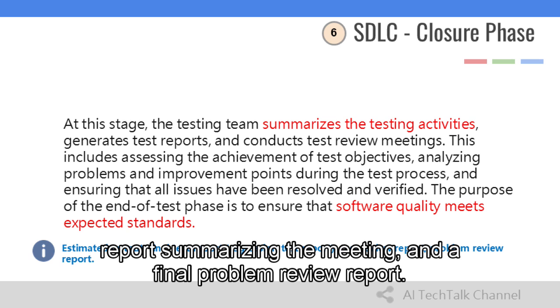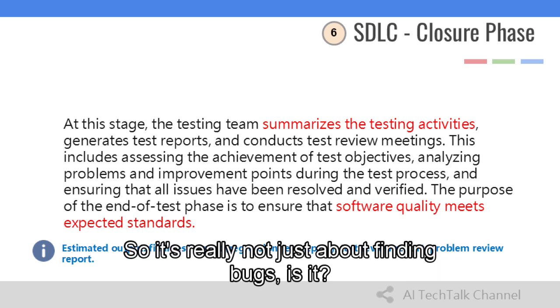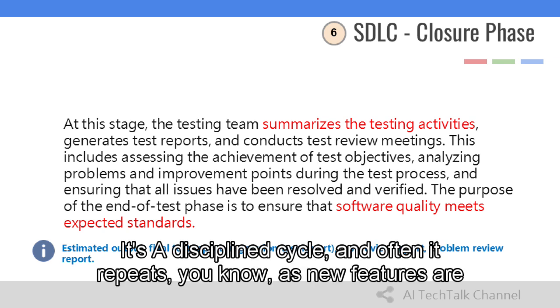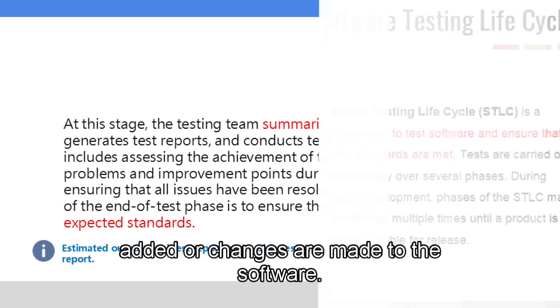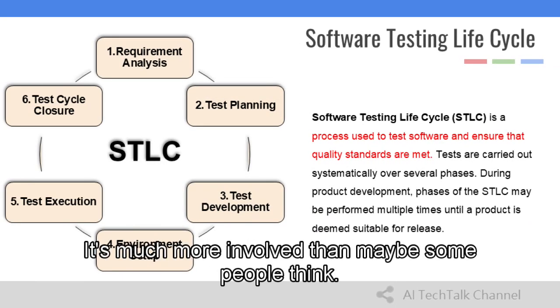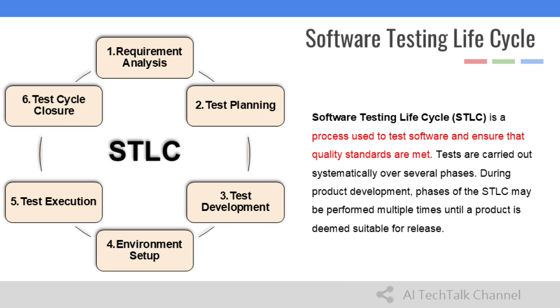So it's really not just about finding bugs, is it? It's this entire structured process for ensuring quality from the very start right to the end. Precisely. It's a disciplined cycle, and often it repeats as new features are added or changes are made to the software. That really clarifies the whole STLC process. It's much more involved than maybe some people think.